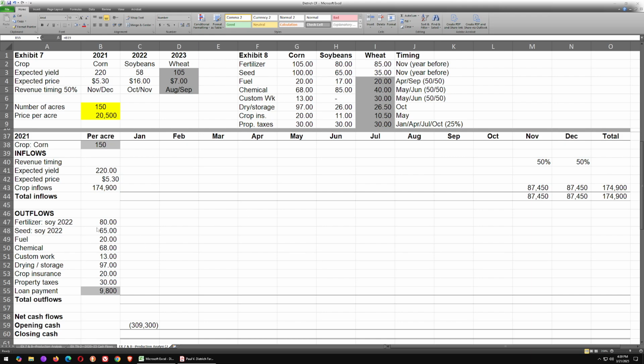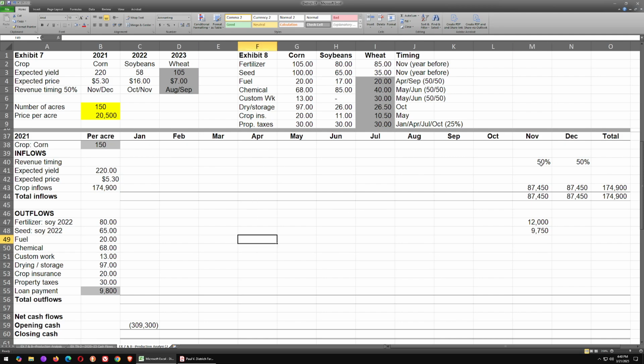So let's start off with the fertilizer. It is in November the year before. So we will go to November, and it's going to be equals $80 an acre times 150 acres. And seed is going to be equal $65 an acre times 150 acres. The fuel is going to happen in 2 different months, 50-50, April and September. So let's go to April.